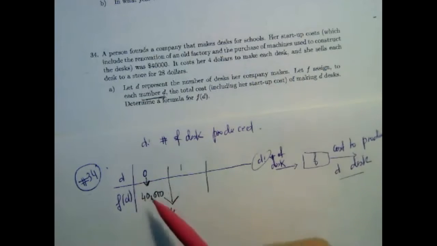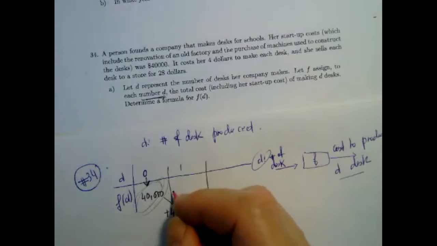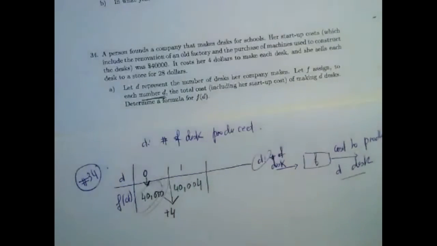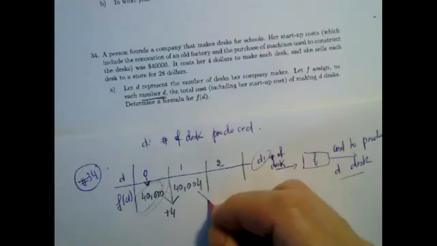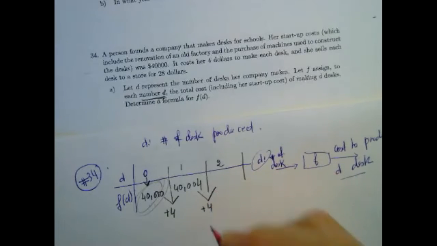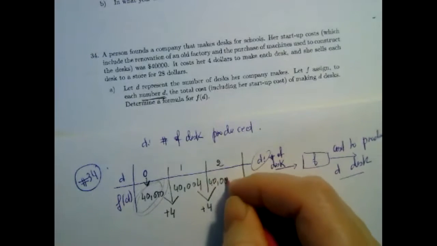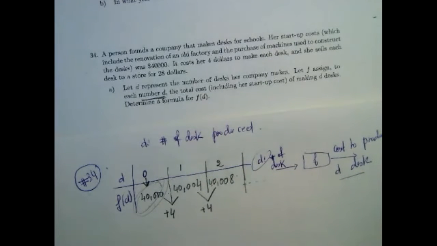It doesn't take into account the rent. The rent is in the 40,000. It doesn't take into account the electricity; that's in the startup cost. So you can think of the 4 as the labor and the material. So that's 40,000 and $4. That's how we understand this problem. And now for 2 desks, you need those extra $4, and that will be 40,008. And it continues the same way. That's what the problem is.